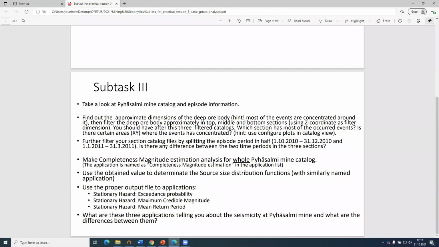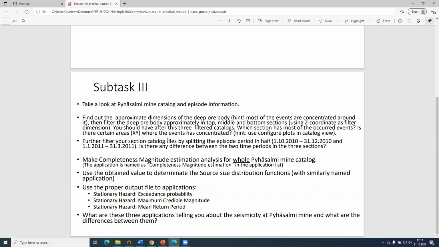Let's look at the subtask tree. So there were basically two tasks; there are many steps, but practically two. The first one was just to look at the Pyhäsalmi mine catalog and try to determine what the dimensions of the deep ore body are.